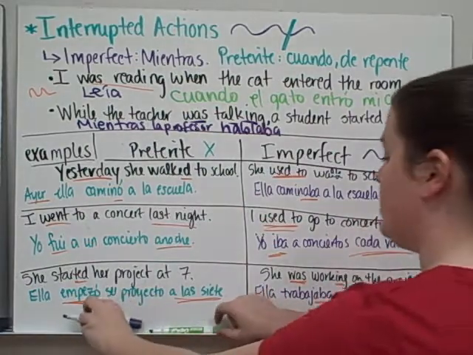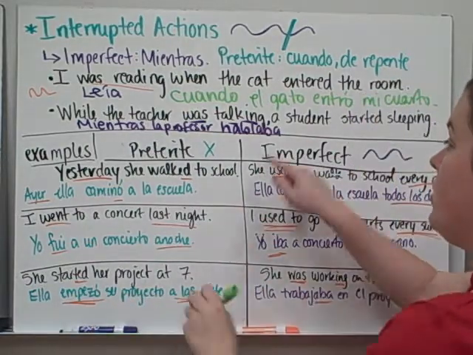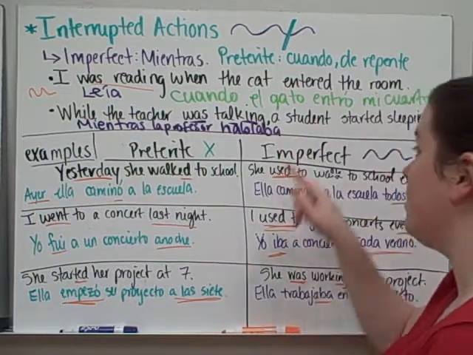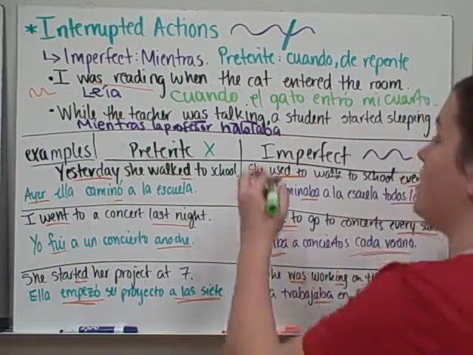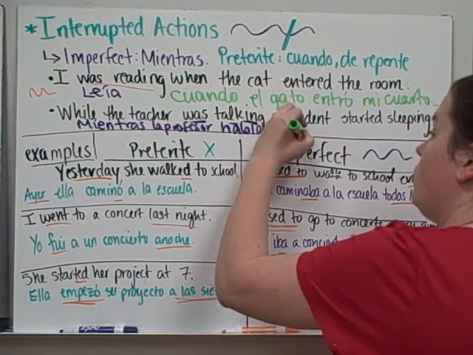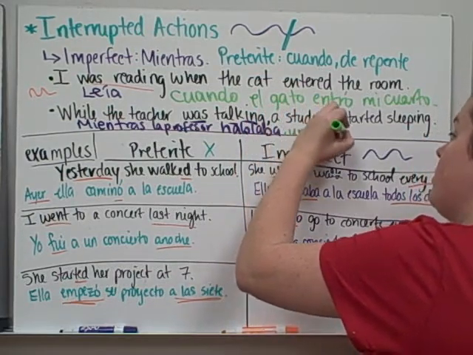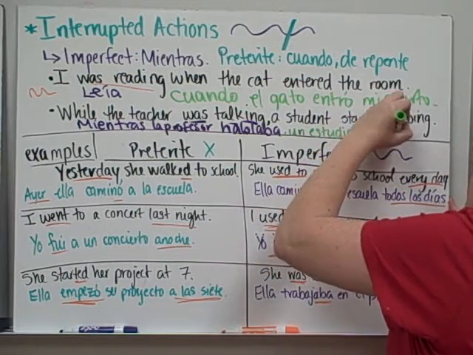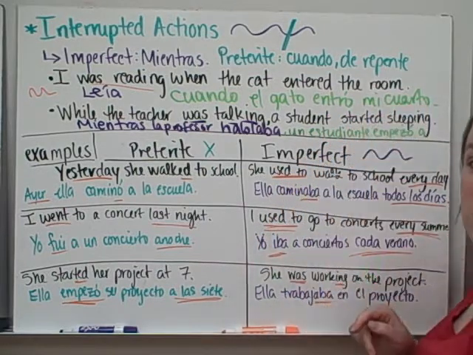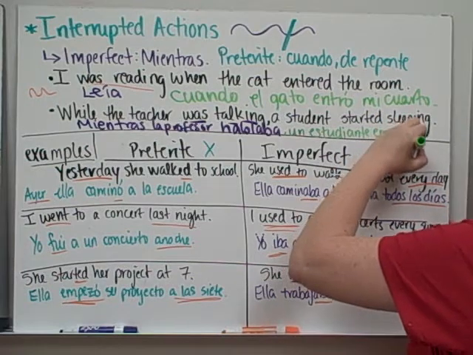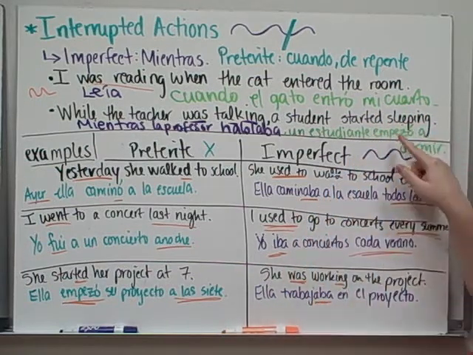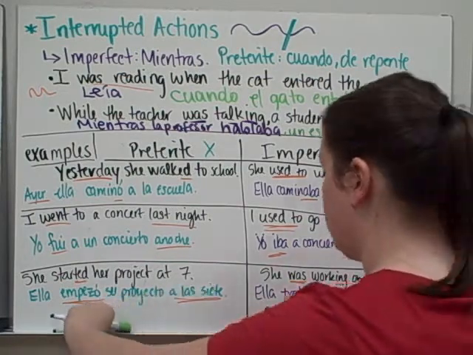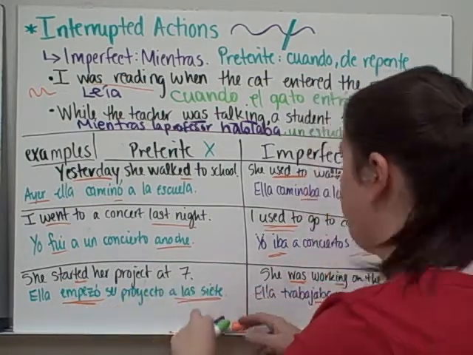A student started sleeping. Now, there's not a clue word right here, but you can tell that this has happened. It's a beginning event. Started. Specific amount of time. Un estudiante empezó a, and then to sleep is dormir. Empezó a dormir. Began to sleep. Because it's a start time, that's why it's preterite.